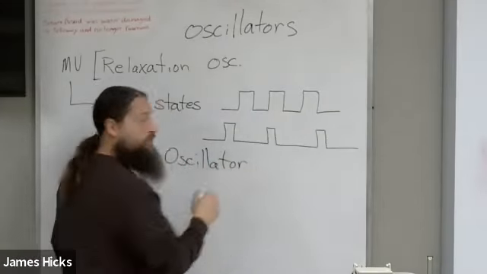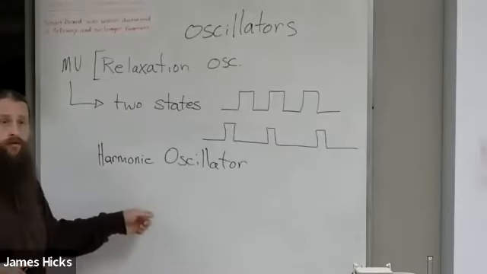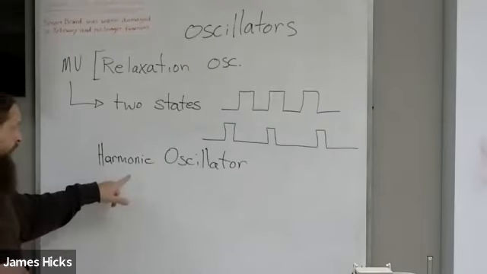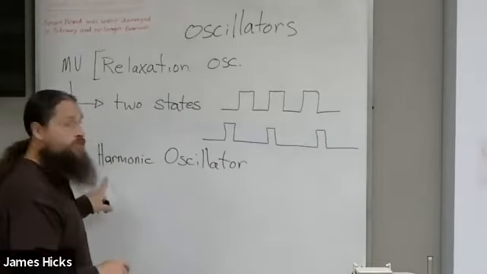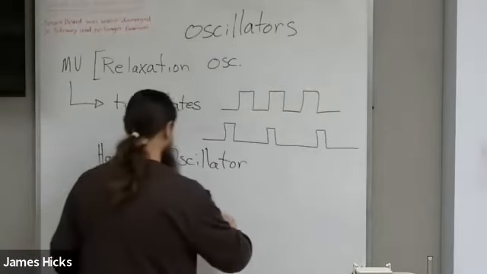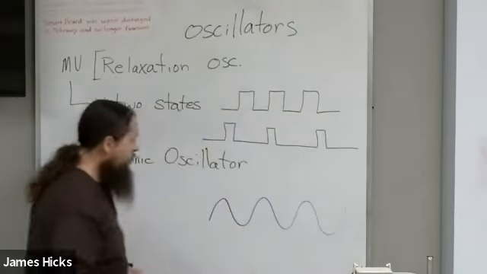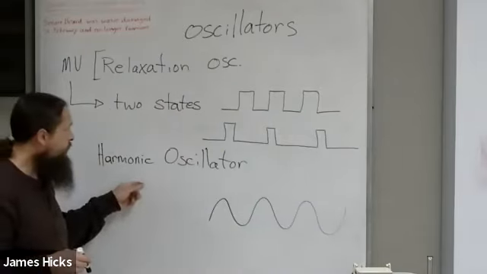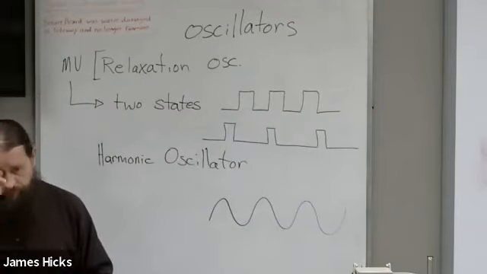What would be even better to have than a square wave is some kind of sine wave. The sine or cosine wave we're going to get from a harmonic oscillator. So what I want to focus on today is how do we generate that? And there's really going to be three ingredients we need for this type of oscillator.